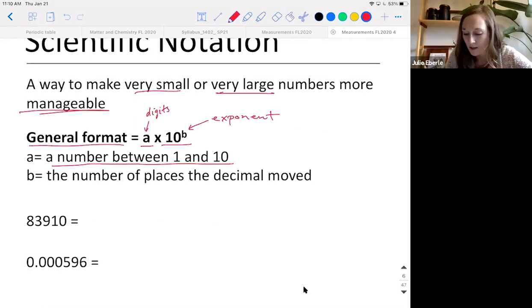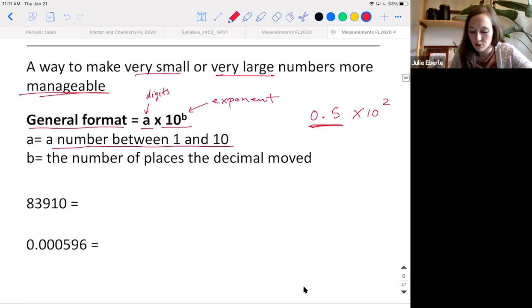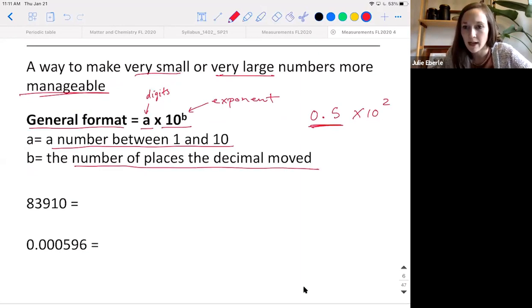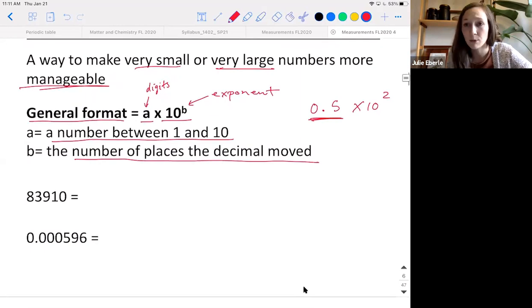So if you calculate something and you end up with 0.5 times 10 to the power of 2, is that correctly written in scientific notation? No, it's not, because this is not a number between 1 and 10, right? You would want to move the decimal one more time and fix your exponent. So make sure your digit or your base number is between 1 and 10, and then B, the exponent, is going to be the number of places that the decimal moved, and you'll see what I mean by that in just a second, because we're actually going to put this into practice now.